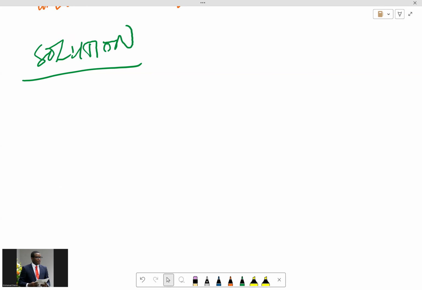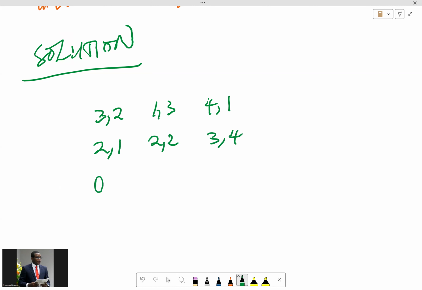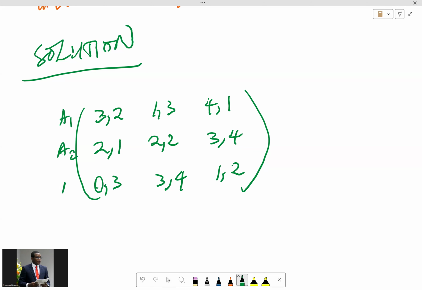So here, let's see. We have again 3, 2, 3, 2, 1, 3, 4, 1, 2, 1, 2, 2, 3, 4, 0, 3, 3, 4, 1, 2. Okay, this is what we have now. And this is player A: A1, A2, A3 for player A, and B1, B2, B3 for player B. So the first, okay, should I have called this first iteration?